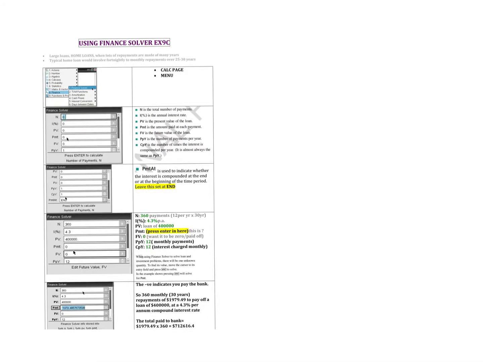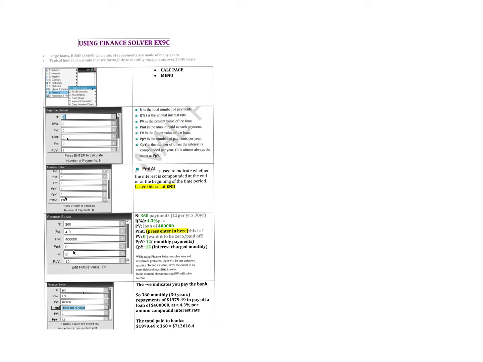Okay, so today what we're going to be doing is looking at loans and reducing balance loans. And as we saw yesterday, we're going to start making payments as well.